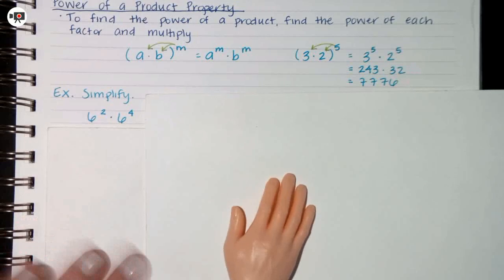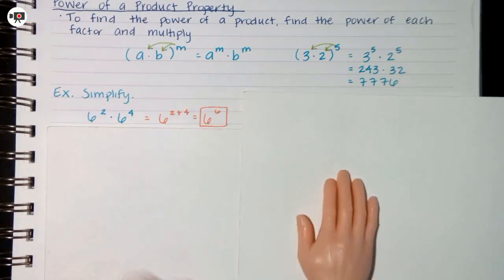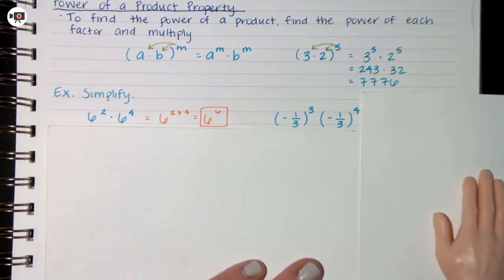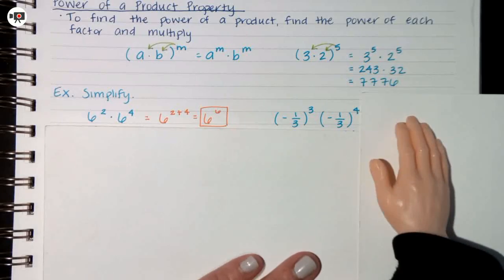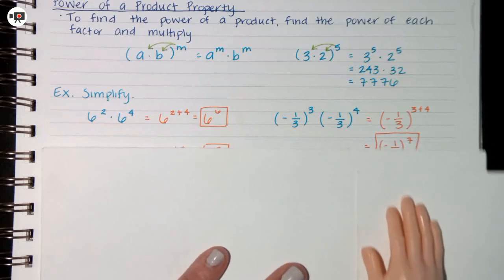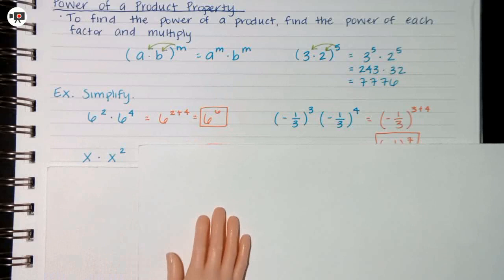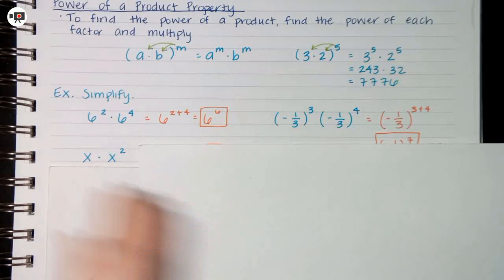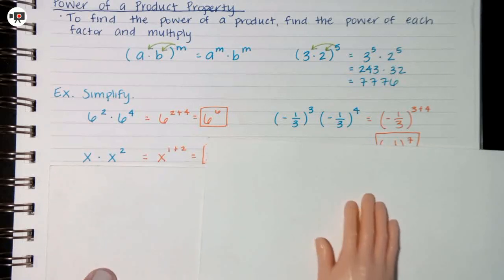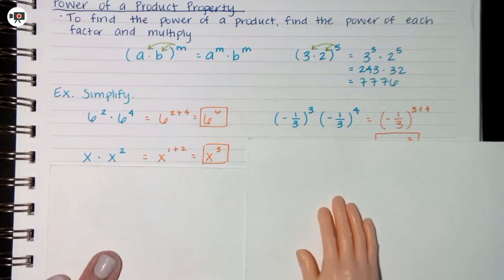We're going to simplify 6 squared times 6 to the fourth. They have the same base, so I will add their exponents to get 6 to the 6th power. Negative 1/3 to the third times negative 1/3 to the fourth. Again, same base, so add the exponents to get negative 1/3 to the 7th. x times x squared. This regular x has an invisible power of 1, so this is x to the first times x squared. Add those exponents to get your answer.